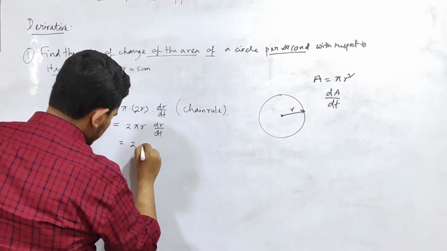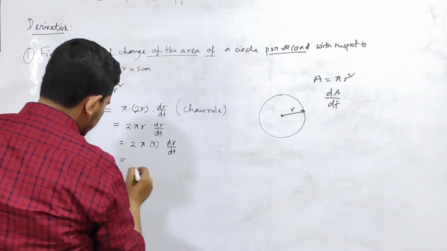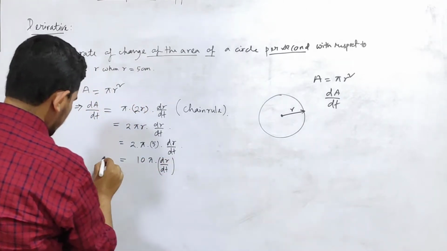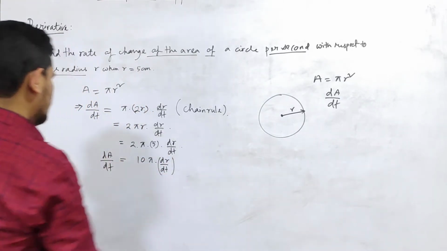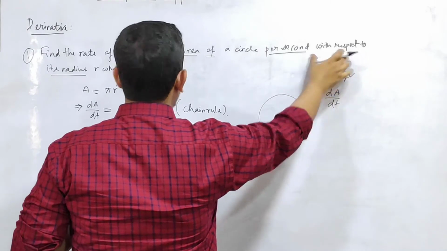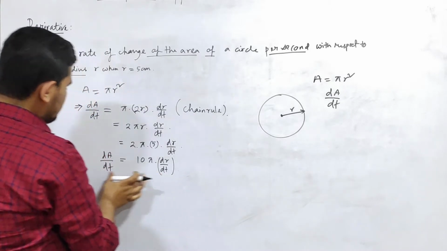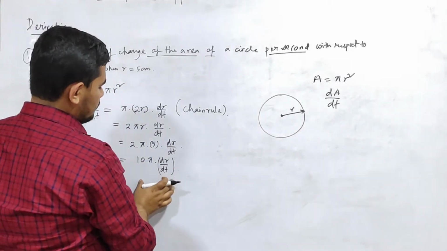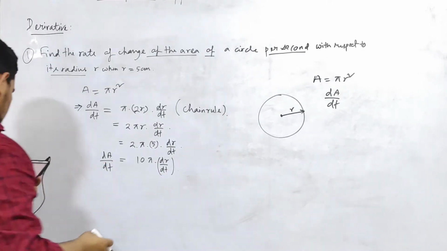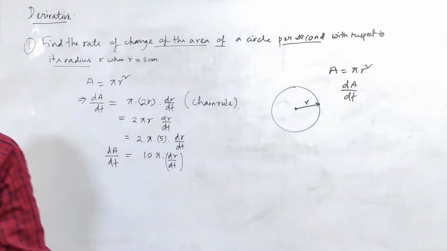Okay, so this is pi 5 centimeter. This is dr by dt. So the expression will be 10 pi dr by dt. So this is the expression for our question, where we are given to find the rate of change of area of a circle per second with respect to its radius r when r is 5 centimeter. So we are finding out the rate of change of area in terms of rate of change of radius. If suppose we are given the rate of change of radius, then we can always find out the rate of change of area. Okay.